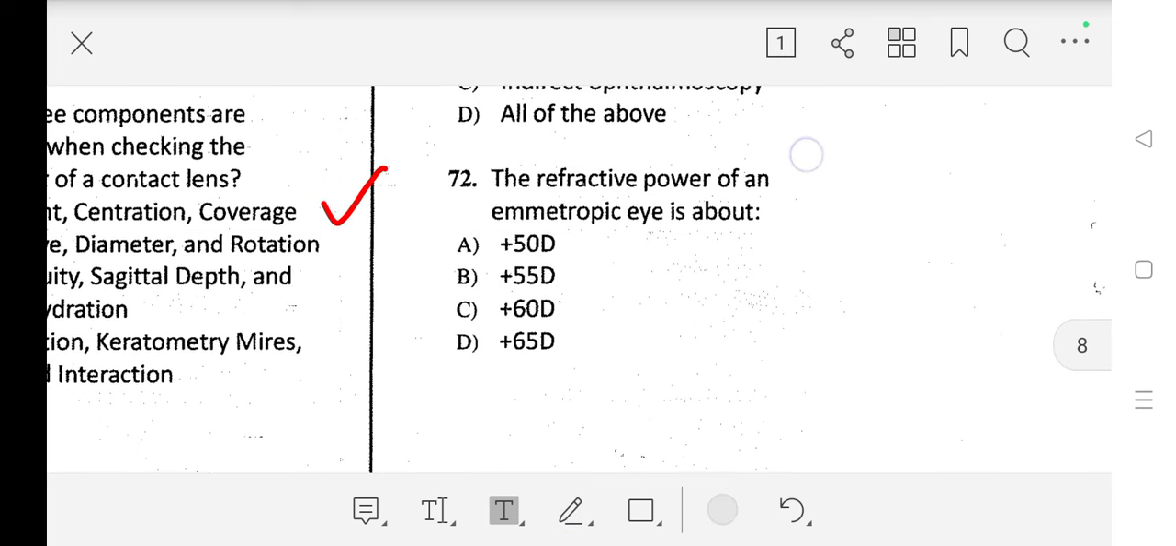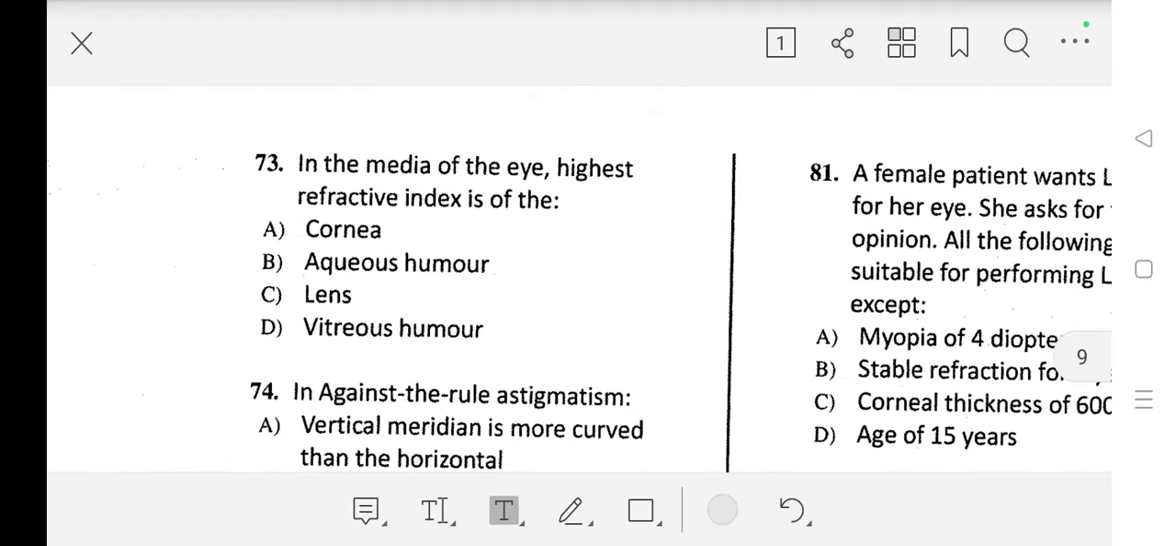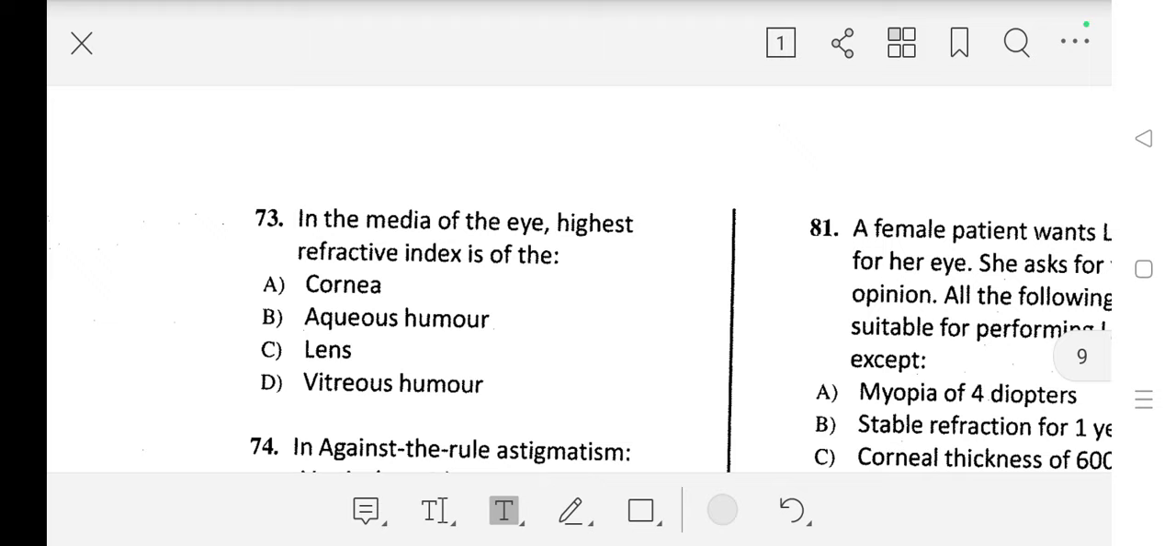Next question is, the refractive power of the emmetropic eye is plus 50 diopter, plus 55 diopter, plus 60 diopter, plus 65 diopter. Its right answer is plus 60 diopter. Next question is question number 73. In the media of the eye, highest refractive index is of the cornea, aqueous humor, lens, or vitreous humor. Its right answer is lens.